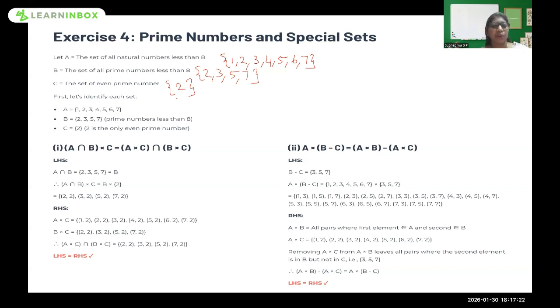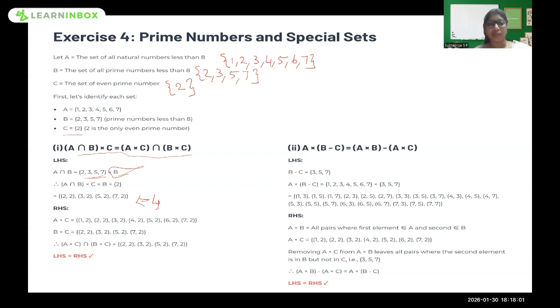So now we have to prove A intersection B cross C equals A cross C intersection B cross C. So in A intersection B, you can see what all the elements common in A and B. So those will be 2, 3, 5, and 7. So A intersection B cross C is equal to B cross C. The C is just your 2. So we take the Cartesian product and we will be getting 4 elements in total.